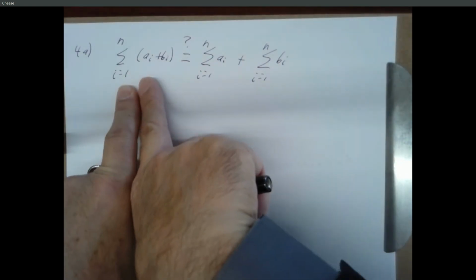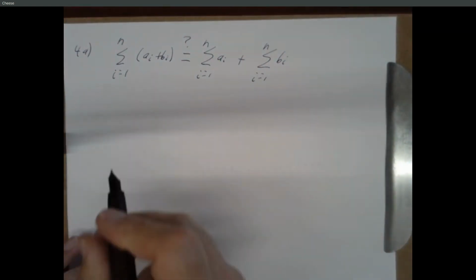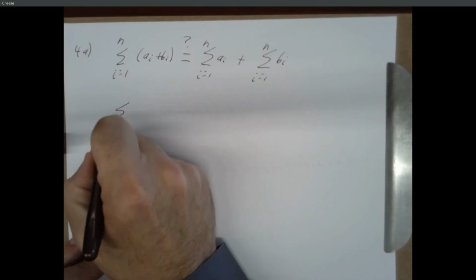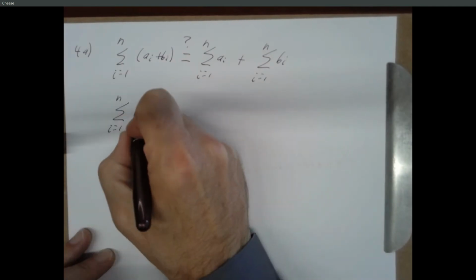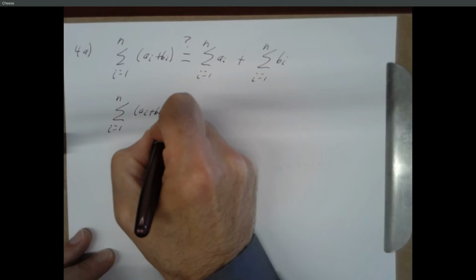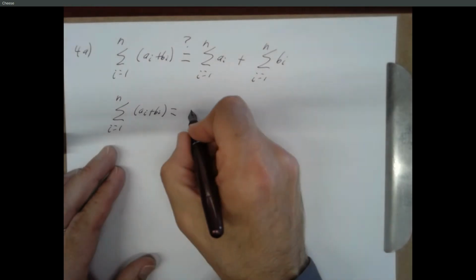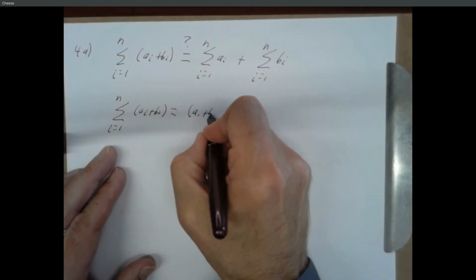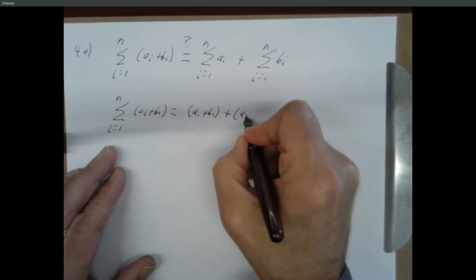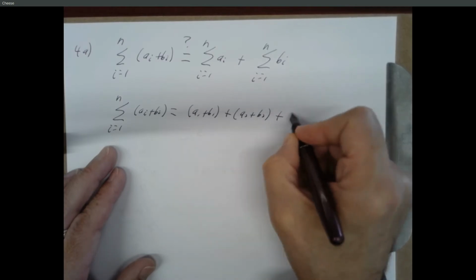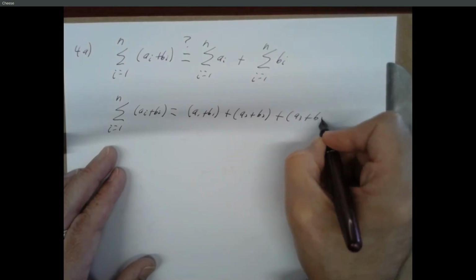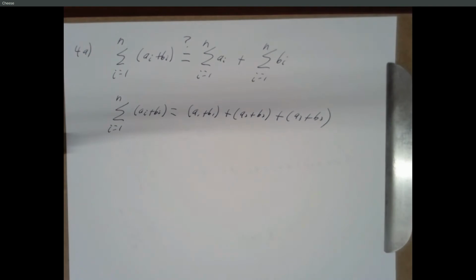Let's just pick on this one. So let's take the left-hand side, and I'm going to write it like this. Sum from i equals 1 to n of a_i plus b_i. And I'm just going to use what the summation means. This means, set i equal to 1, this is a1 plus b1 plus a2 plus b2 plus a3 plus b3. Haven't done anything except apply the definition of this summation symbol.